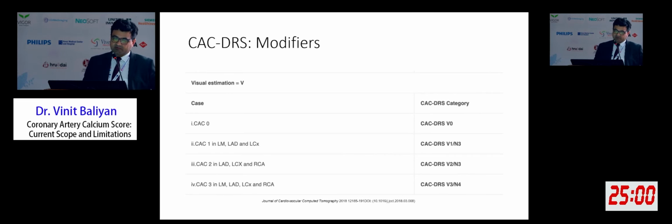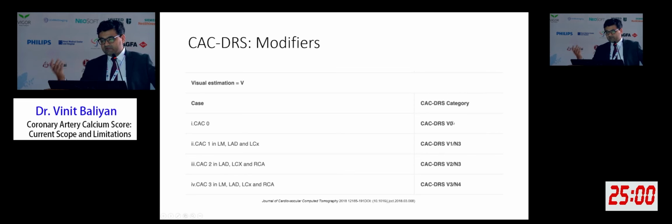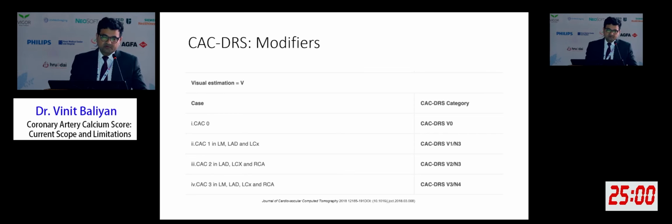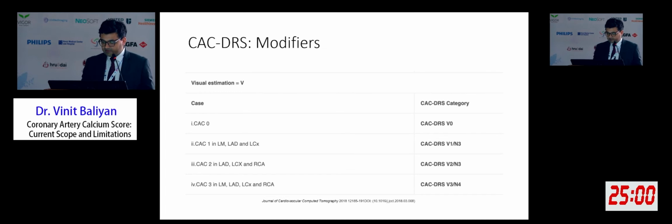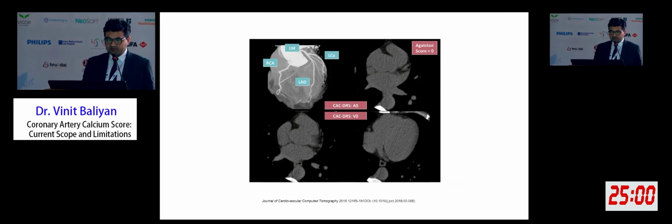Similarly, for visual estimate, we use the same modifier 0, 1, 2, 3. With a V meaning visual assessment of plaque, which can be no plaque, mild, moderate, or severe plaque, and then the number of vessels involved, meaning left main, LAD, RCA, and left circumflex. If there's plaque in 1, you say N is 1, and so on. I mean, these are very elaborate classifications, but in clinical practice, not many people are using them. Because still, the absolute number of the calcium score is the most valuable information that comes out of these scans.